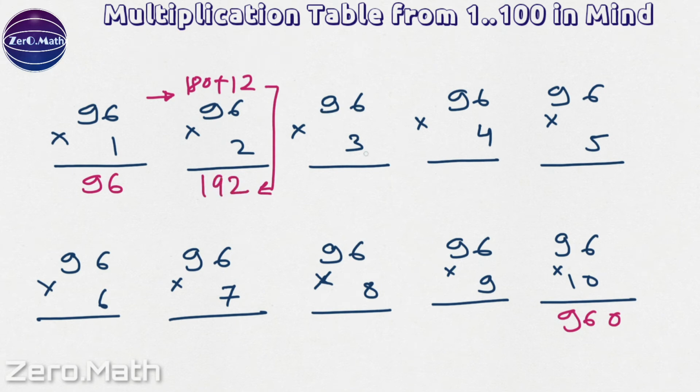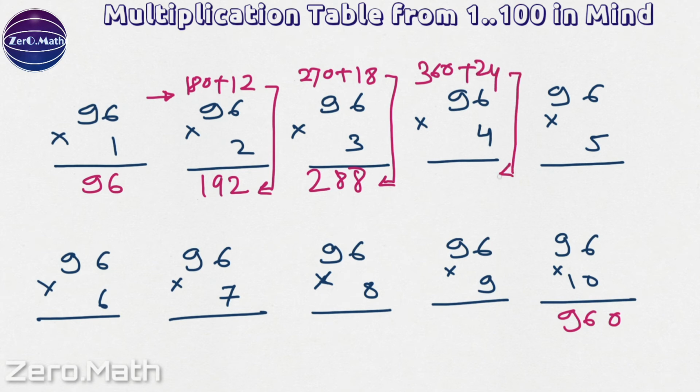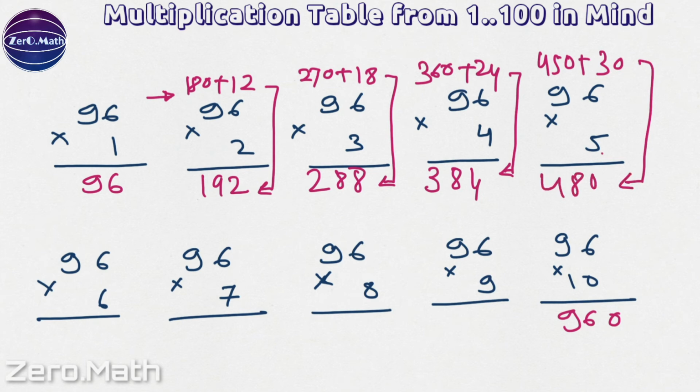Let's find out what 96 threes are. So 90 into 3 is 270 plus 6 times 3 is 18. So this will be 288. So 9 fours are 36. So I'll write 360 plus 6 fours are 24. So 360 plus 24 is 384. 9 fives are 45. So this will be 450 plus 6 fives are 30. So I can quickly write down 480 as the answer.